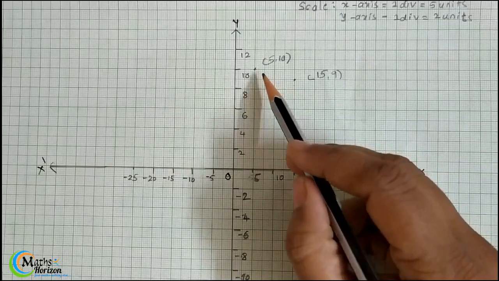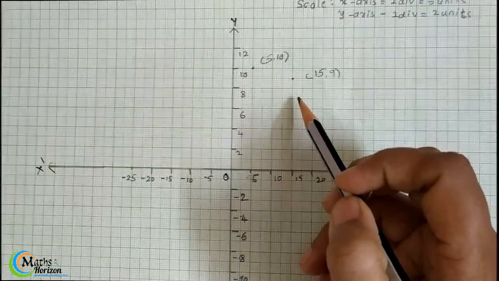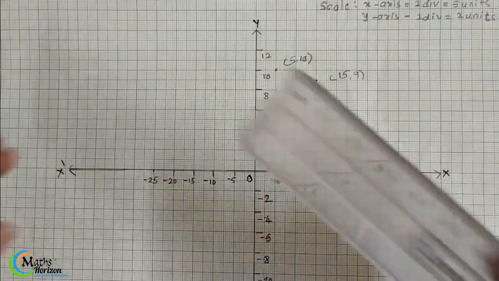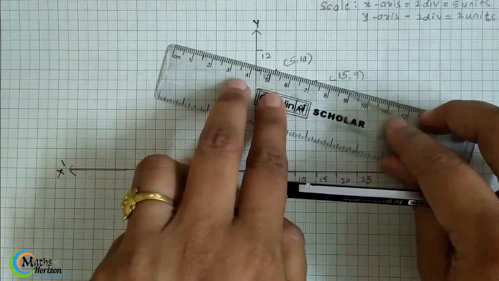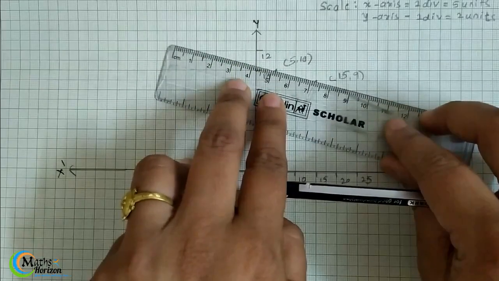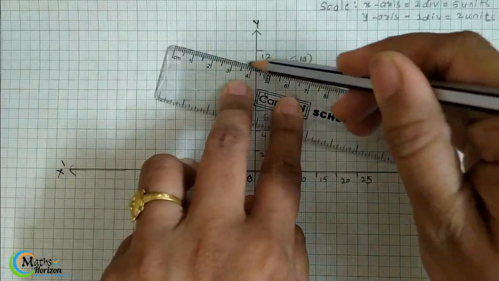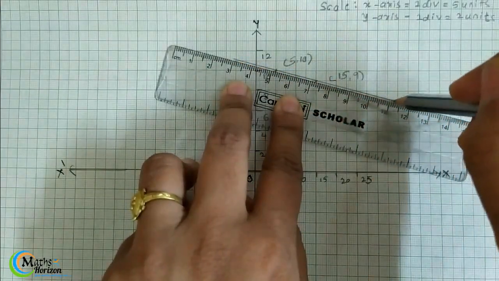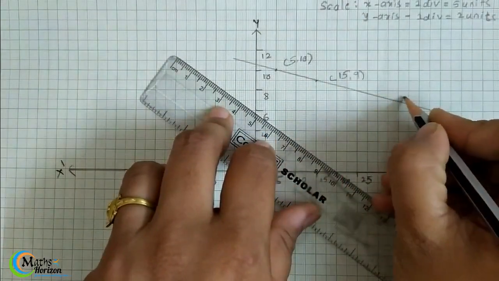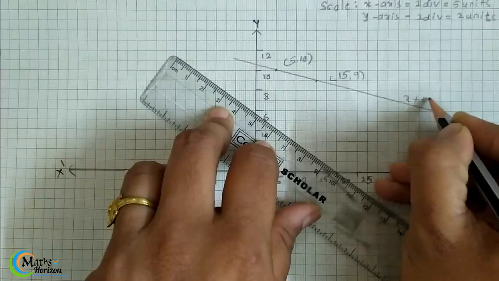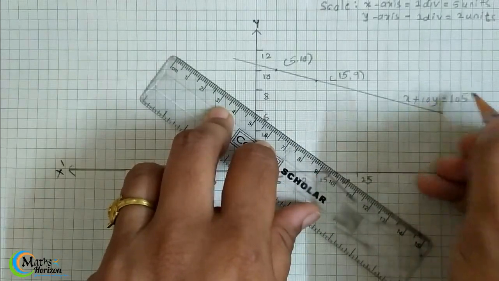So it's enough to have any 2 points to draw a straight line. Now we will draw the straight line by joining these 2 points. This is the graph of the straight line x plus 10y is equal to 105.